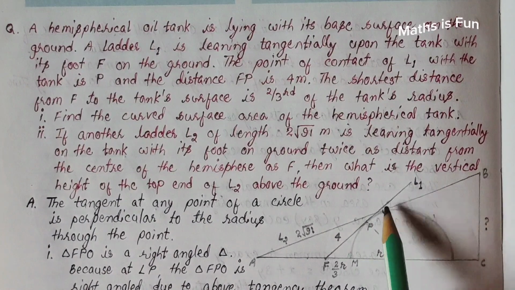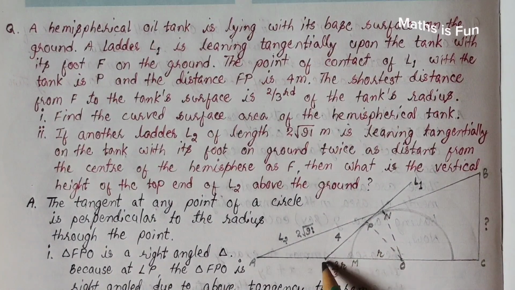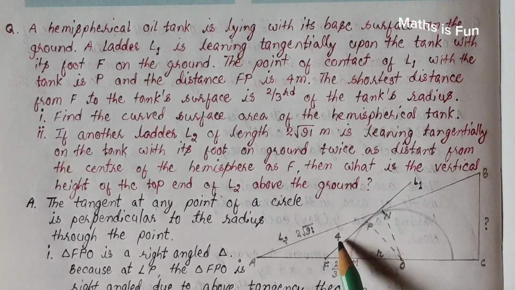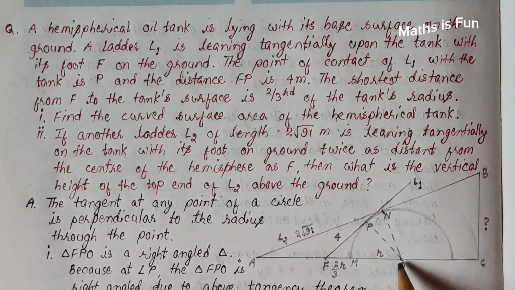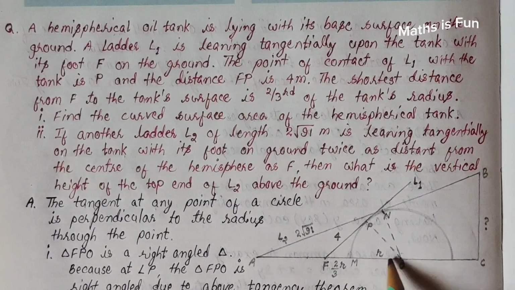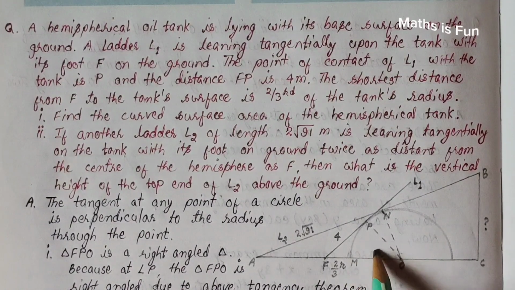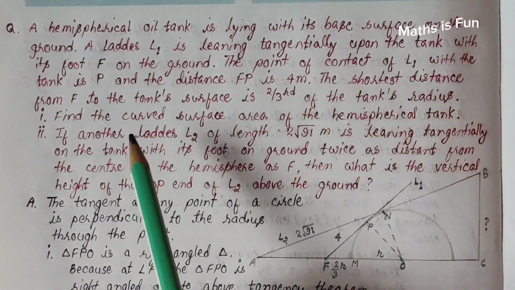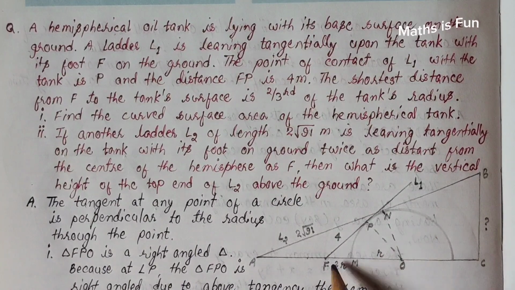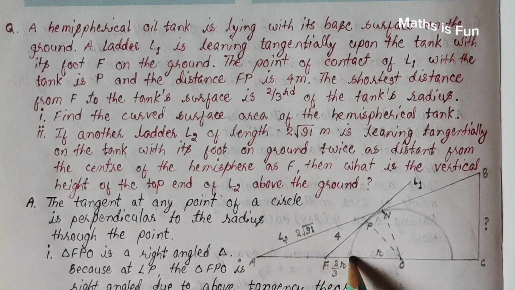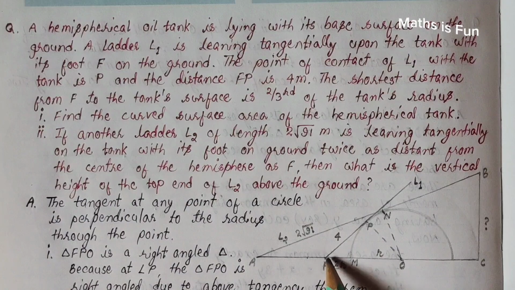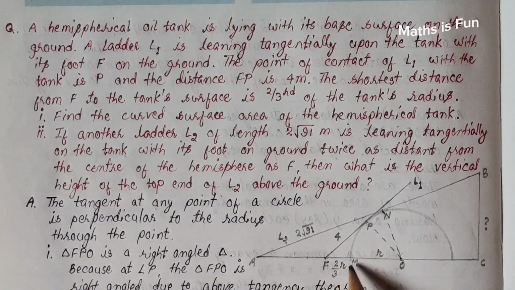This ladder has foot F on the ground and the length from F to the point of contact P is given as 4 meters. You can see O is the center of this hemisphere. From O to M, this is a radius. The distance MO can be represented by R, and then it is given that the shortest distance from F to the tank surface is 2/3 of the tank's radius. That means this part, FM, is the shortest distance from F, and M is on the surface of this hemisphere. So this distance is given as 2/3 of the radius, that is R.